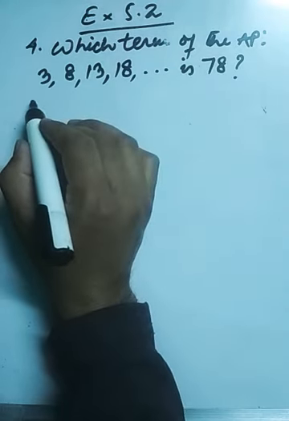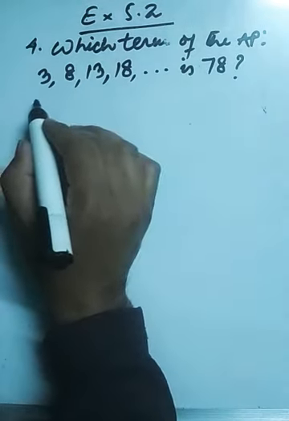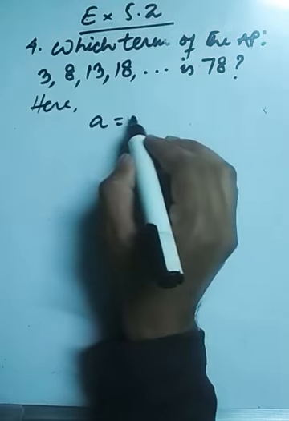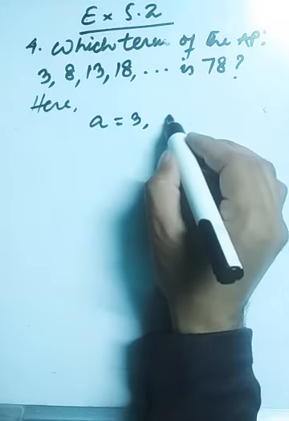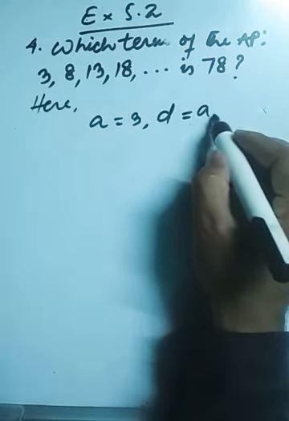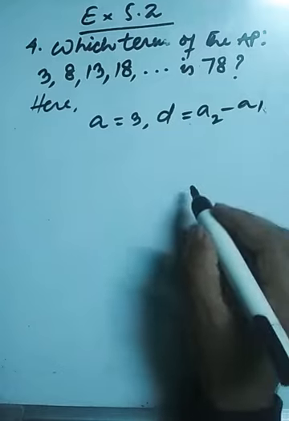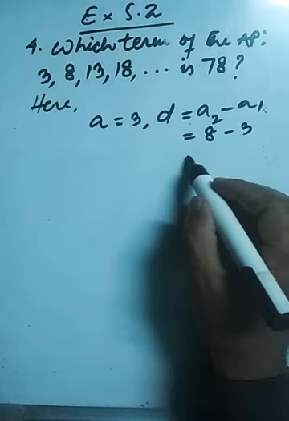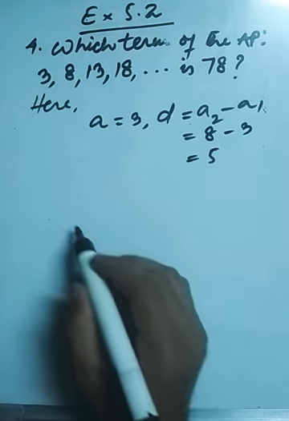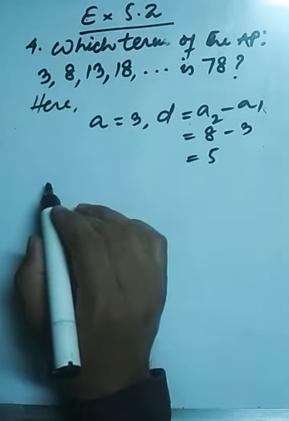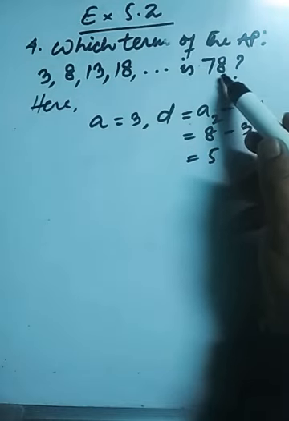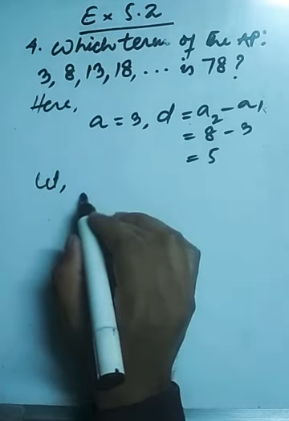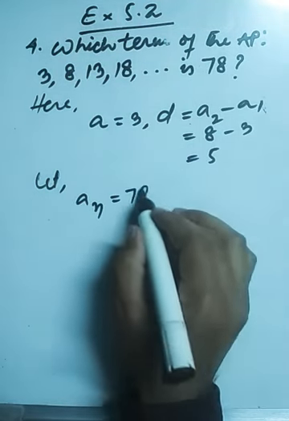So here I will write the solution. Here the first term is 3. Common difference D is A2 minus A1. So A2 means 8. 8 minus 3, we get 5. So let us assume that this 78 is equal to AN. So let AN equal 78.